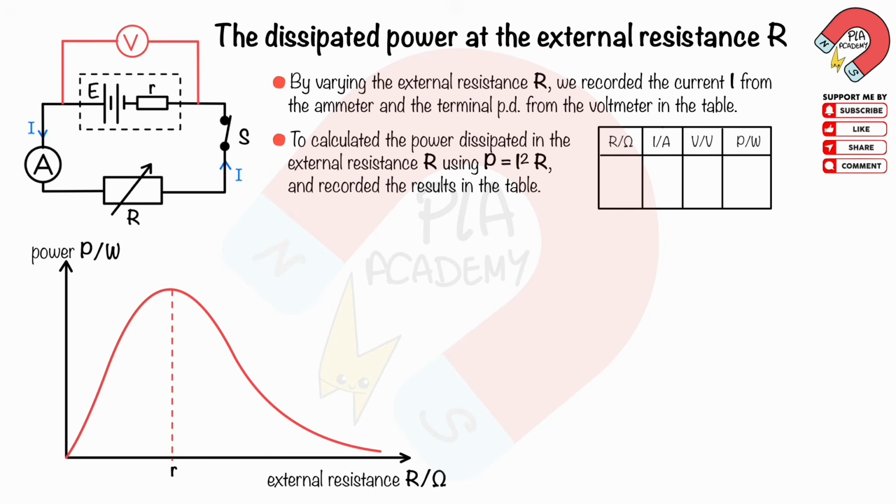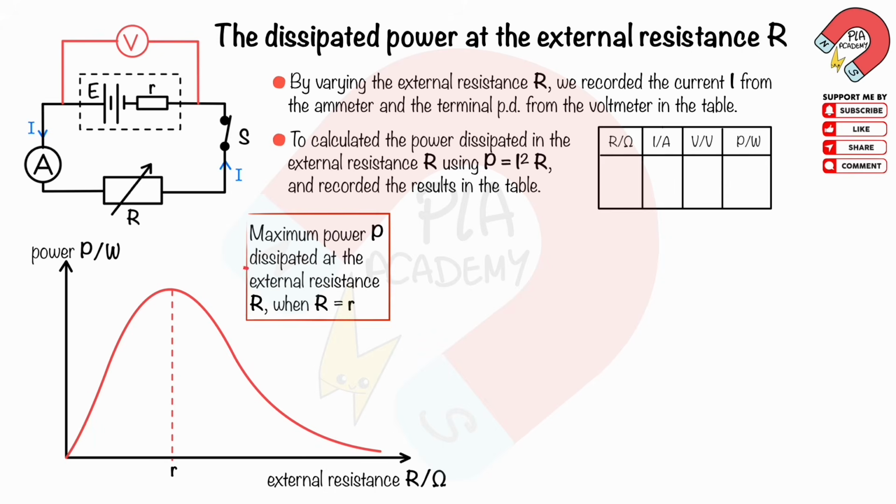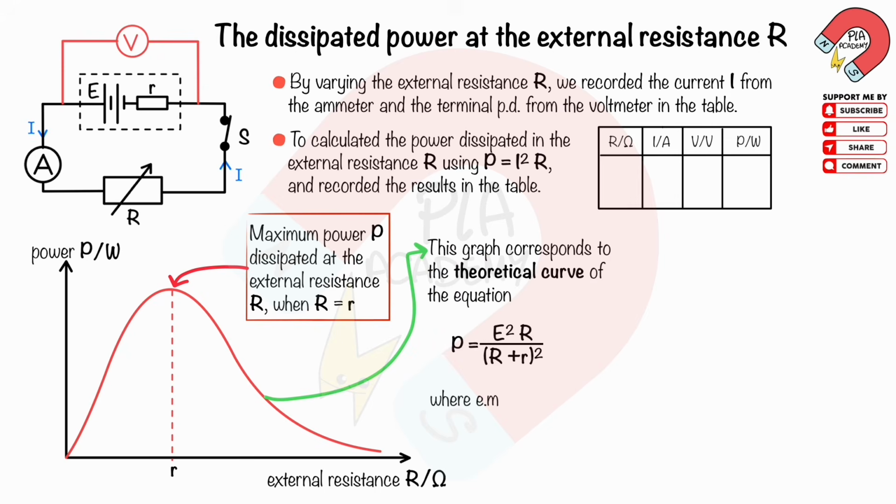The power output from a source is dependent on the internal resistance of the source, and on the external resistance R. The graph shows how the power output varies. We see that there is maximum power output when the external resistance is equal to the internal resistance. So, the maximum power P is dissipated at the external resistance R when the external resistance is equal to the internal resistance. The shape of this graph corresponds to the theoretical curve of the equation P equals E squared R divided by the sum of external resistance and internal resistance, squared, where EMF E and internal resistance are constant.